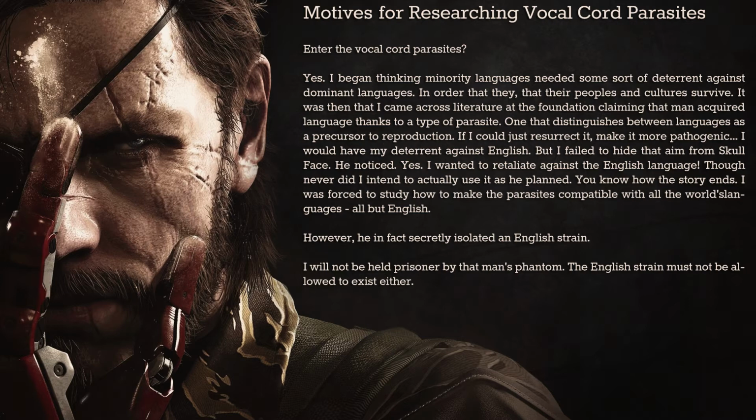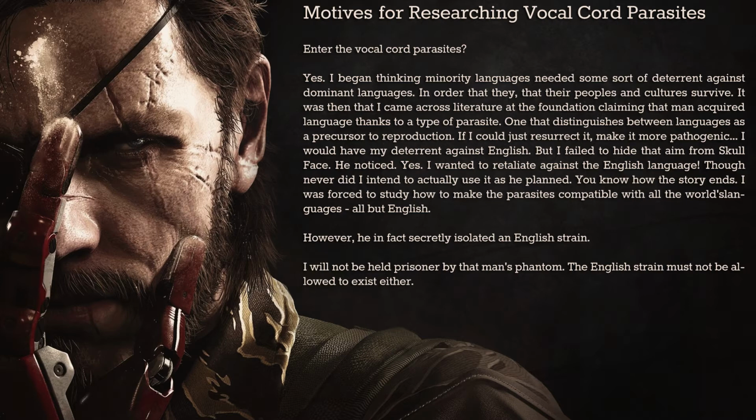It was then that I came across literature at the Foundation claiming that man acquired language thanks to a type of parasite, one that distinguishes between languages as a precursor to reproduction. If I could just resurrect it, make it more pathogenic, I would have my deterrent against English. But I failed to hide that aim from Skullface. He noticed. Yes, I wanted to retaliate against the English language, though never did I intend to actually use it as he planned. You know how the story ends.